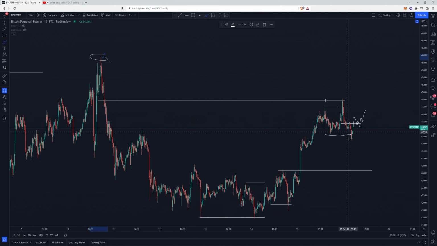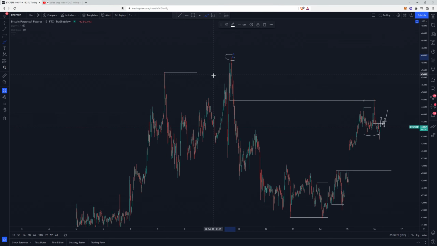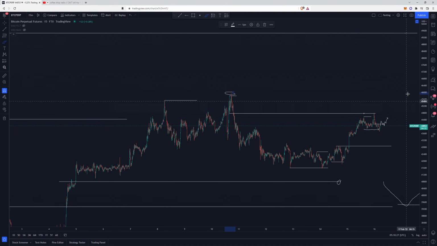Because if we do see reaccumulation this close to the top of the range, rather than distribution, it would suggest that we're just going to take key highs and head further up.